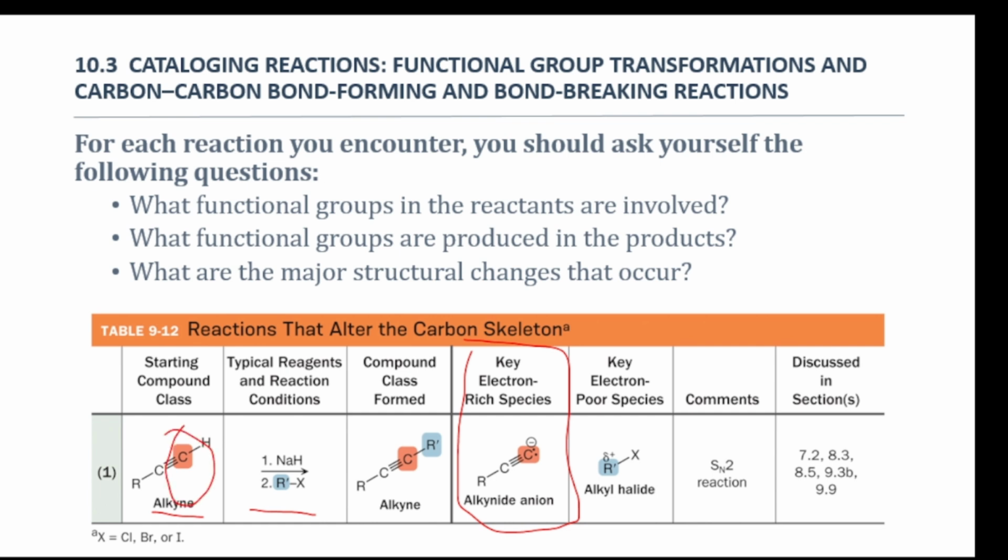That's this, right? That's the one that's going to act as your nucleophile. This one right here is the one that's going to act as the electrophile, and so we're attacking with that. This is the alkyl halide right here. That's the key electron-poor species, the one that has a slightly positive charge. This is an SN2 reaction in this case.